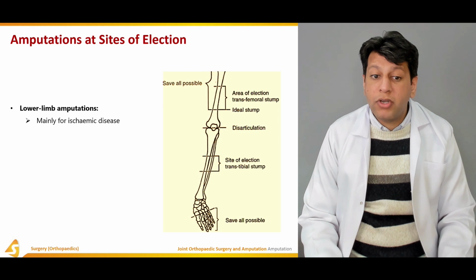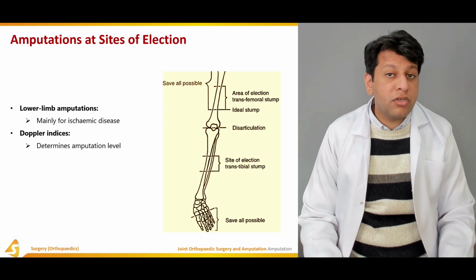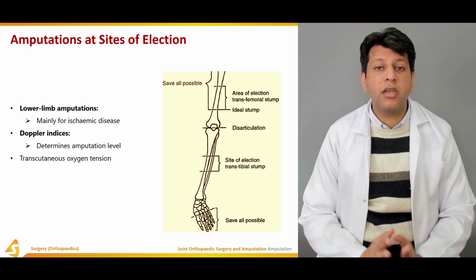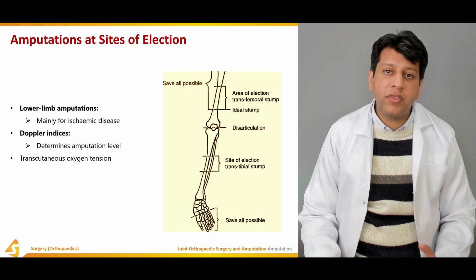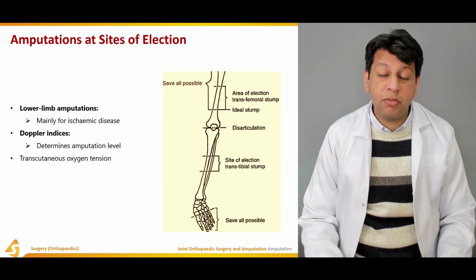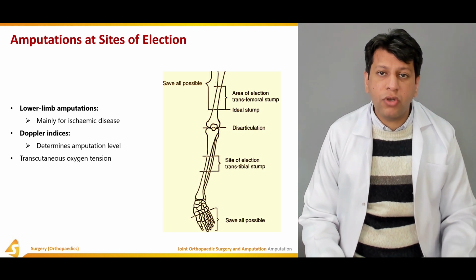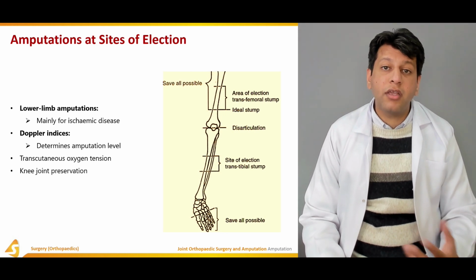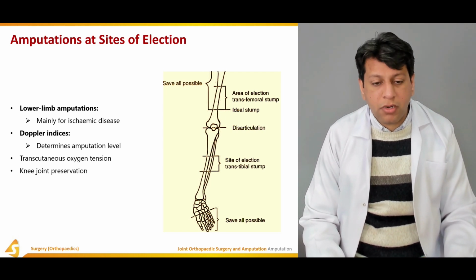So lower limb amputations are mainly done for ischemic disease. Doppler indices usually determine the amputation level, and transcutaneous oxygen tension as well. Normally the ankle brachial index is more than 0.9, but if it is less than 0.45, then it is an indication for surgery. And if transcutaneous oxygen tension is less than 30 millimeters of mercury, then most likely this limb is quite ischemic and would require some degree of amputation. Usually knee joint preservation is indicated, but if it is not possible to preserve the knee joint, then we may have to go for above knee amputation or transfemoral amputation.